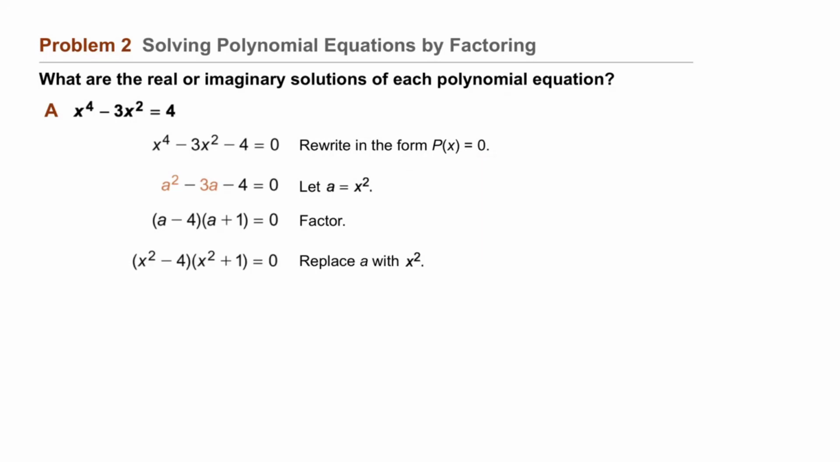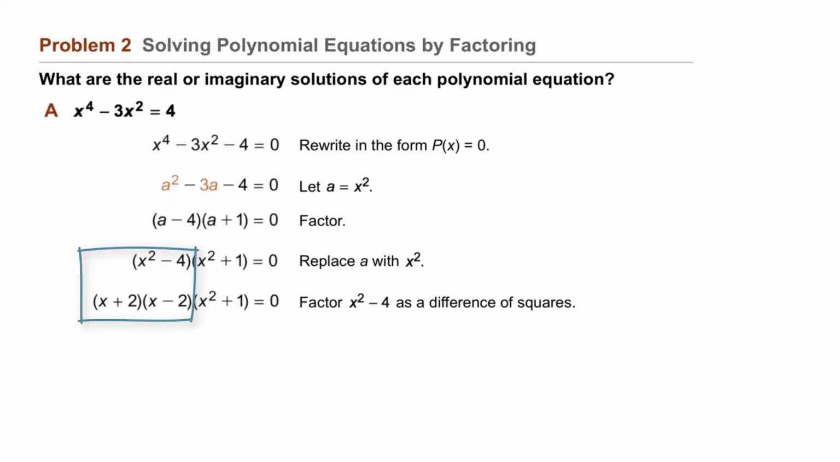And now we replace a with x squared. Our binomials become x squared minus 4 and x squared plus 1, their product still equal to 0. And now we factor x squared minus 4 as a difference of squares. So x squared minus 4 becomes x plus 2 times x minus 2, and we still have the binomial x squared plus 1, all set equal to 0.